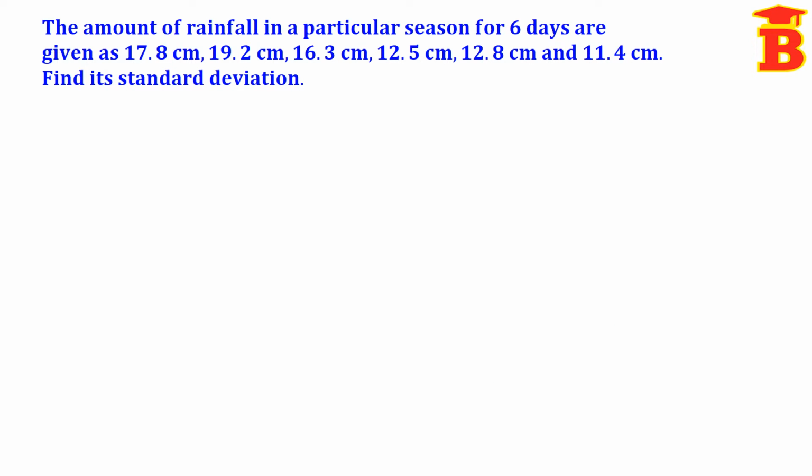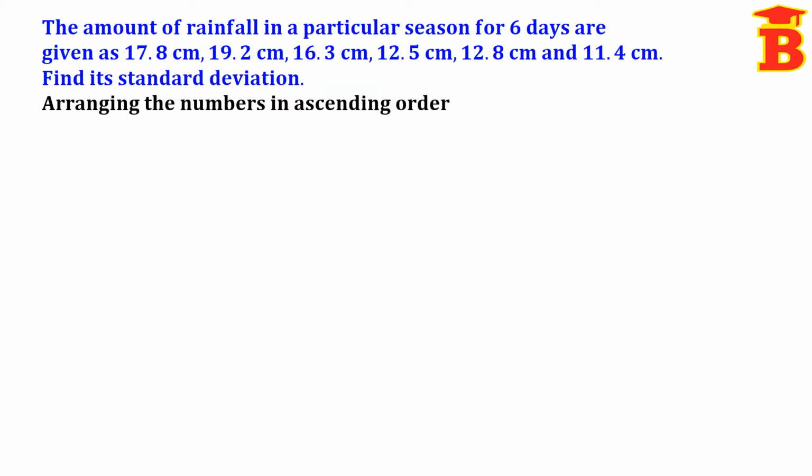Now let us see the problems. The amount of rainfall in a particular season for 6 days are given as 17.8 centimeter, 19.2 centimeter, 16.3 centimeter, 12.5 centimeter, 12.8 centimeter and 11.4 centimeter. Find its standard deviation. So here the numbers are given. We have to find the standard deviation of these numbers.